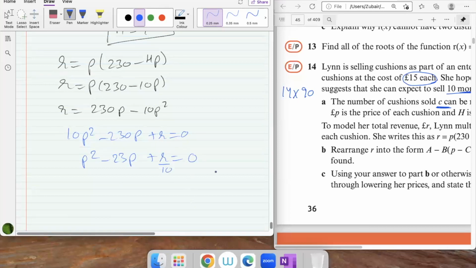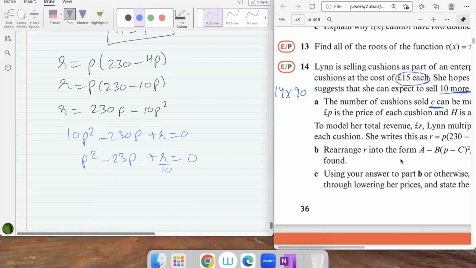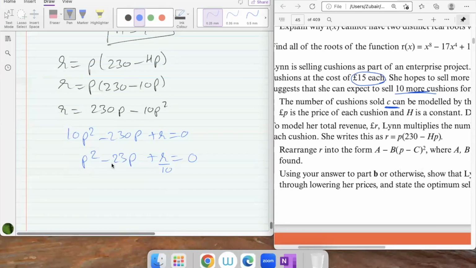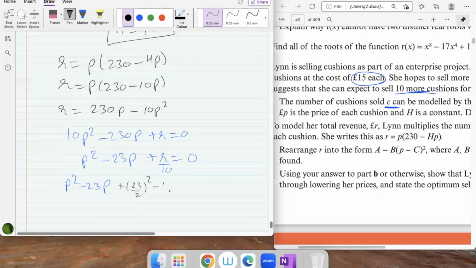So now I'm going for the completing the square form. This form right here, A minus B(P minus C) whole squared. This is the completing square form. So P squared minus 23P plus R by 10. The first step is making the coefficient of P squared 1. The second step is half of the coefficient of P. So this would be P squared minus 23P, and half of it is 23 by 2 squared minus 23 by 2 squared, and then the remaining equation plus R by 10.